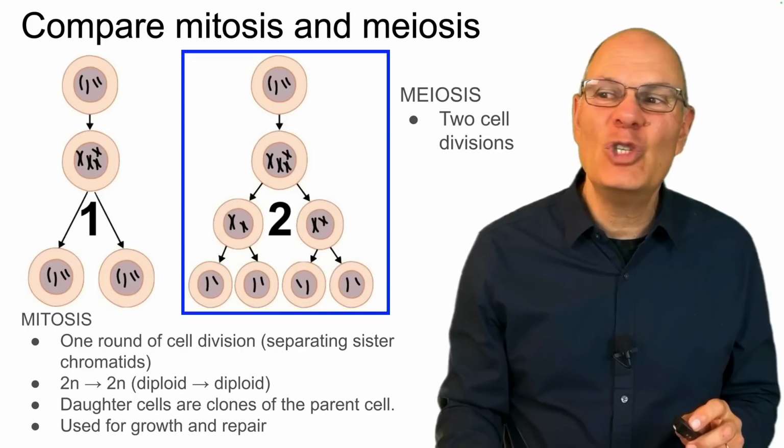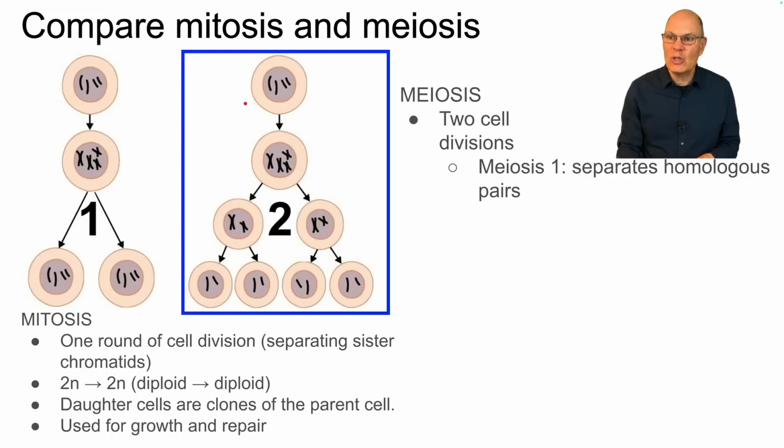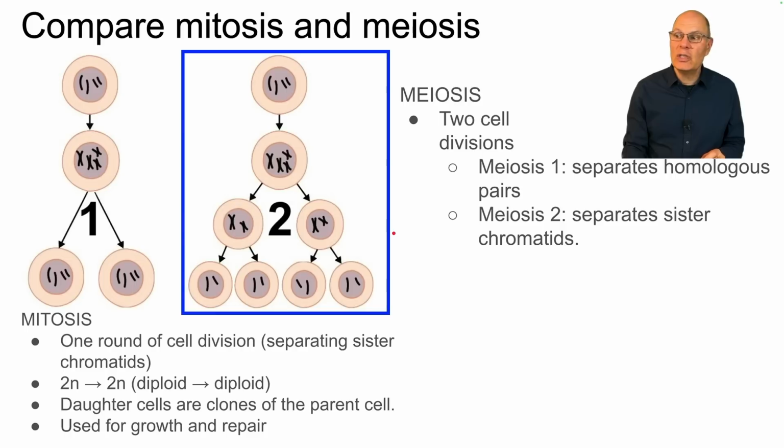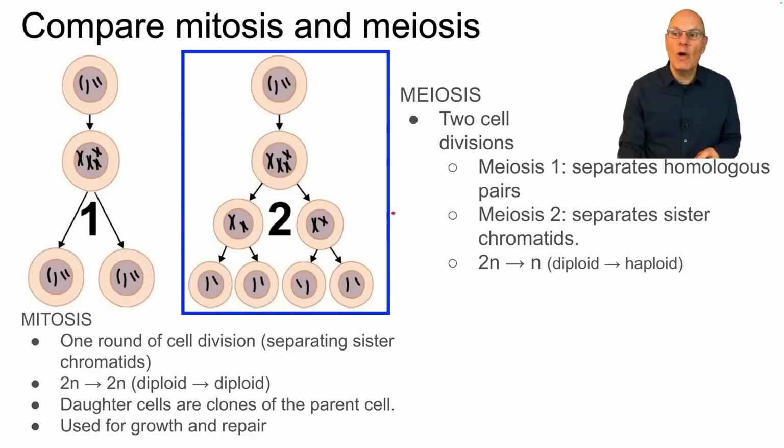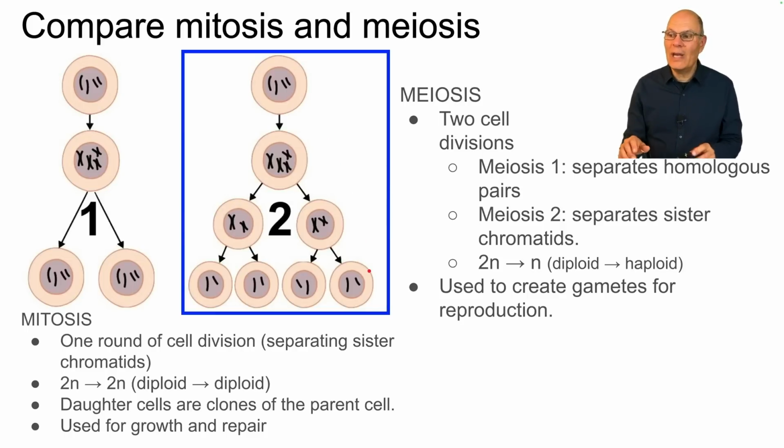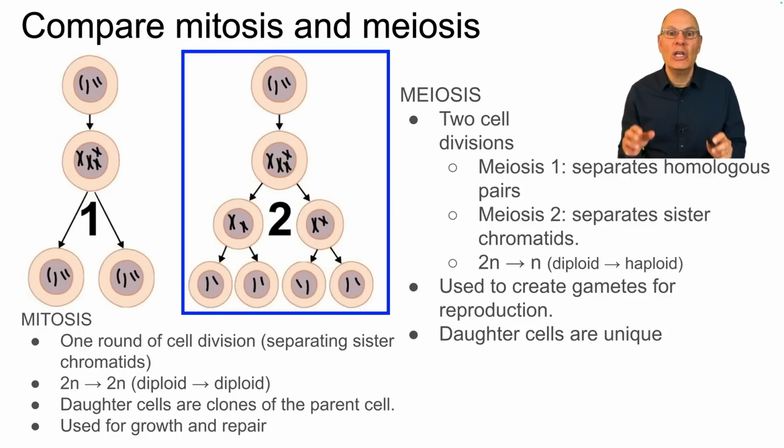Meiosis consists of 2 cell divisions. Meiosis 1 over here separates homologous pairs. So here we have the doubled chromosomes, homologous pairs. They get separated in meiosis 1. Meiosis 2 separates sister chromatids. We go from diploid to haploid. It's used to create gametes for reproduction. It introduces variation. The daughter cells are unique.